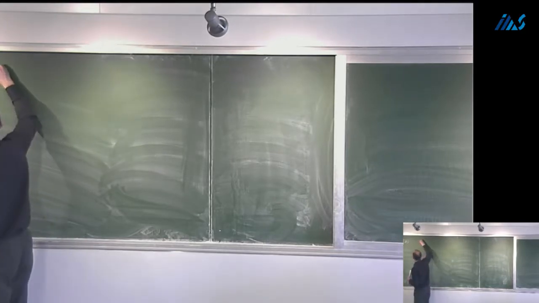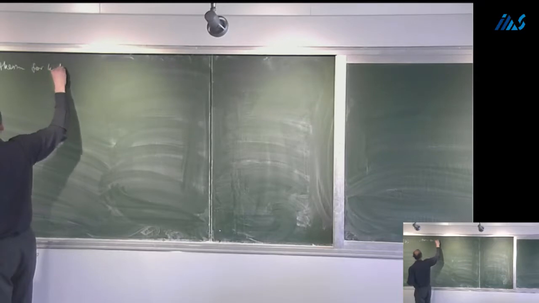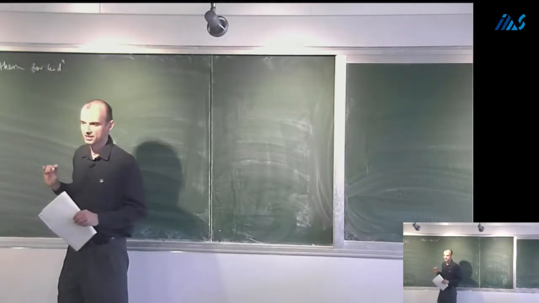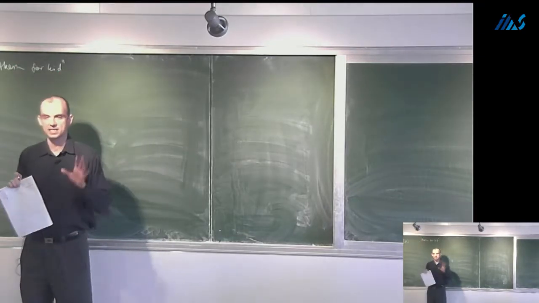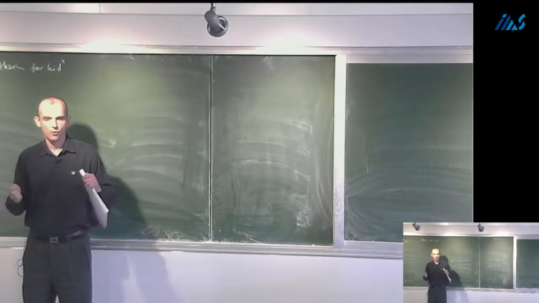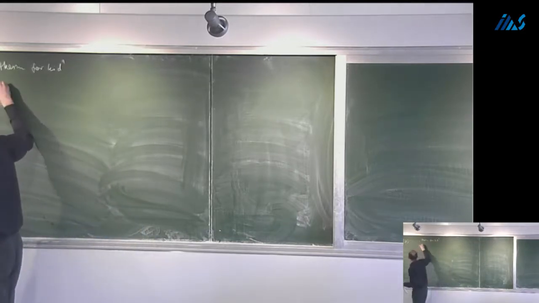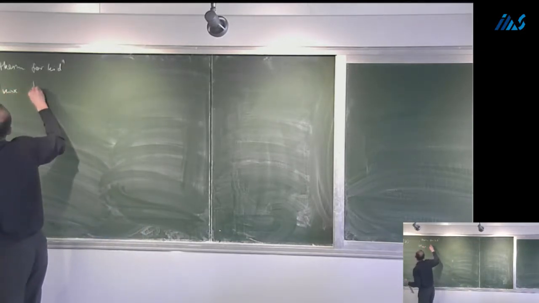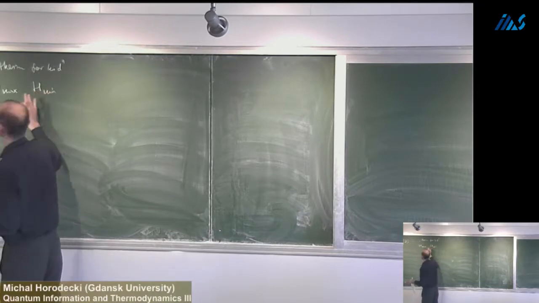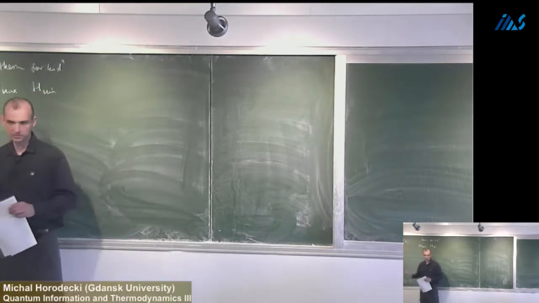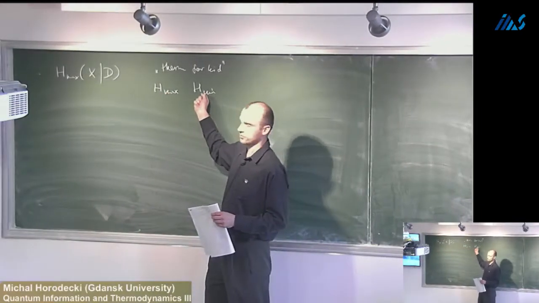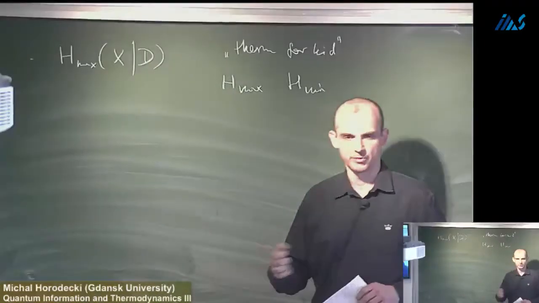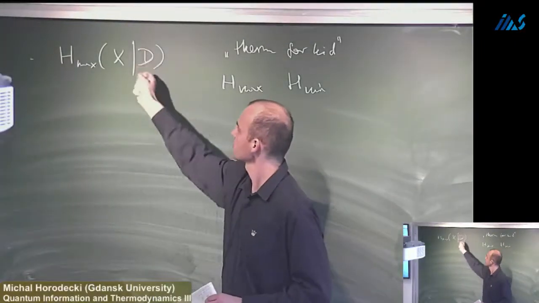In the language I proposed, this belongs to this thermo for kids, but it's not so kiddish. I presented within this subject just the two simplest results, which involved two quantities, H max and H min, but not conditional. That was the amount of work I can draw, and the amount of work I need to put to form the system. While here you have conditional entropy.